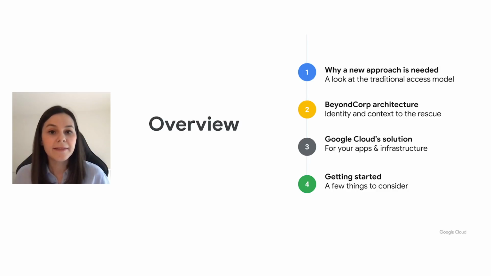First, we'll have a look at the perimeter-based approach and why we actually need a new model here. Then we'll see how Google redesigned its own access model based on identity and context in a model called BeyondCorp. Then we'll have a look at how you can replicate this approach in your organization with components that you have available on Google Cloud for you. Finally, we'll have a look at the concrete next steps to get you started with this yourself.